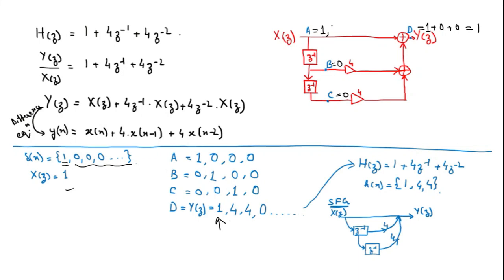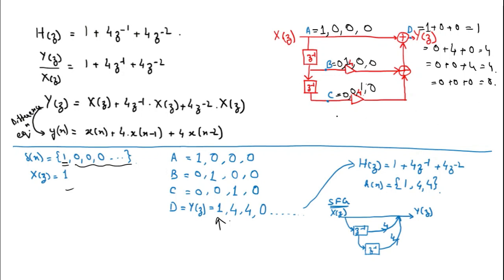In the second instance, the input is 0. At the first delay we have the previous instance value 1, and at the second delay the previous value 0. So we have 0 plus 1 multiplied by 4 plus 0, which is 4. In the next instance, the input is 0, the previous instance is 0, and here it is 1, so we have 0 plus 0 plus 1 multiplied by 4, which equals 4. Then the input is 0, and the previous instances are also 0, so everything is 0. As you continue, you will get 0, 0, 0, 0.